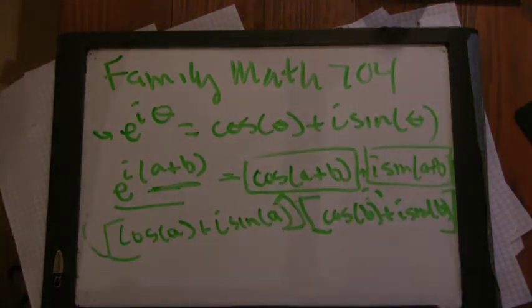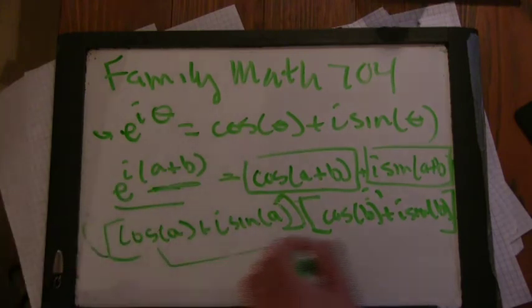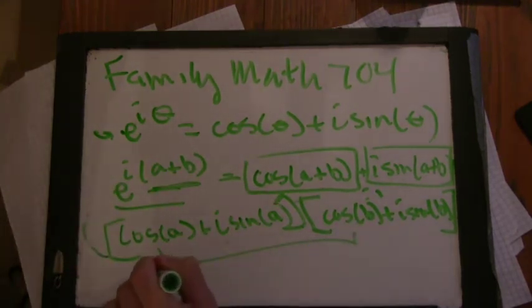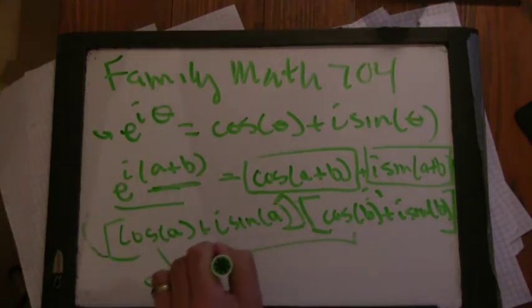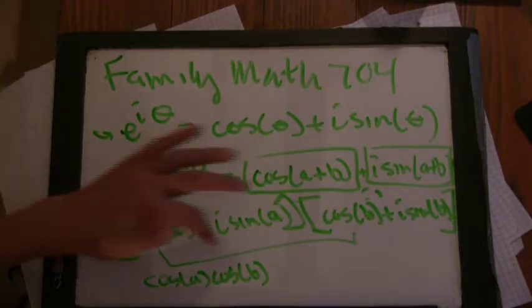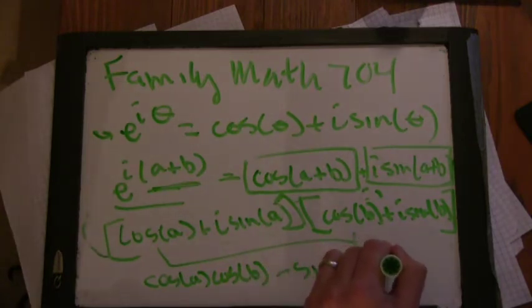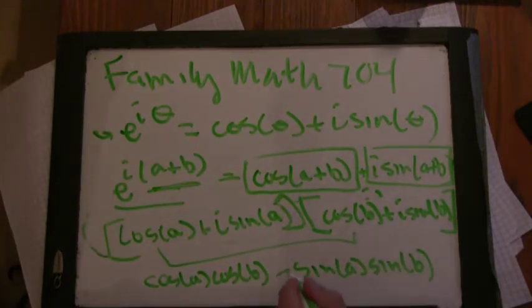Well, how do I get a real part in this product? Cosine A plus i sine A times cosine B plus i sine B. It's the real times the real and the imaginary times the imaginary. Okay, so the real part is cosine A cosine B, and then what? And then it's minus sine A sine B. Where does that minus come from? It's the i squared.